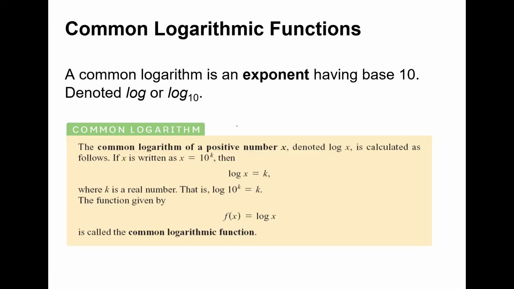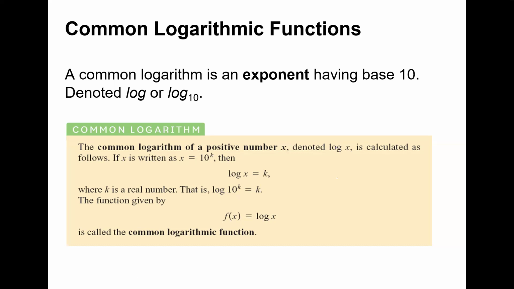A common logarithmic function is a logarithm having a base of 10. This is either denoted just plain old log or log base 10. Both of these are the same thing. If they don't put a base here, it's assumed to be 10. Now, if the common log of a positive number x is denoted log x, it's calculated as follows. If x is written as 10 to the k, then log of x equals k, where k is a real number. So the log of 10 to the k power is equal to k, and the function is given by f of x equals log of x.